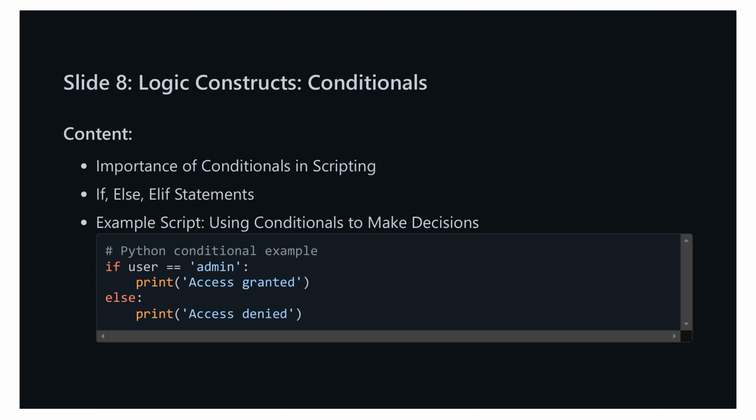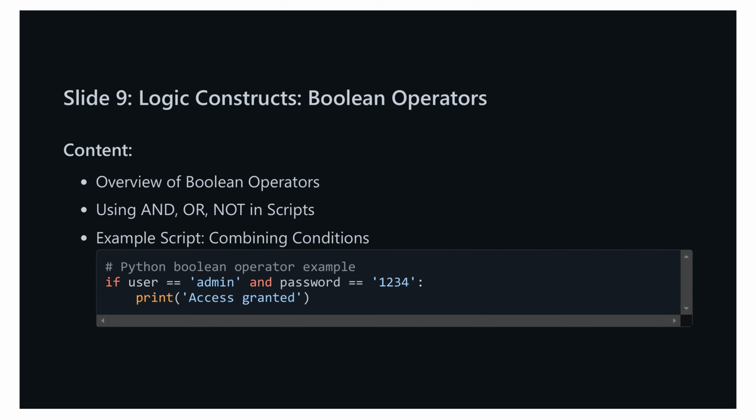In the next slide, we will delve into Boolean operators such as and, or, and not, which are essential for combining multiple conditions in your scripts. Now, let's move on to slide 9, where we delve into the role of Boolean operators in scripting. Boolean operators are essential in constructing logical statements that control the flow of a script. Boolean operators include and, or, and not.